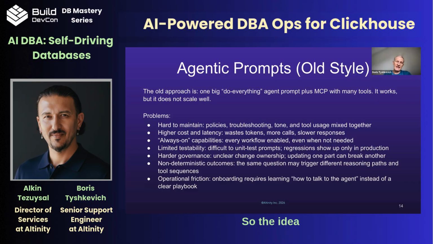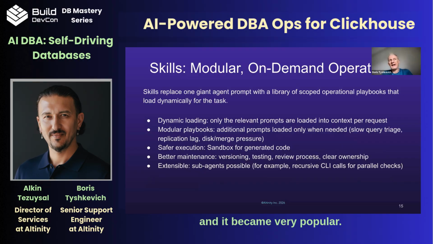So the idea is to do it better. It's a new buzzword for this year: skills. Introduced by Anthropic last year, and it became very popular. All major players started supporting skills. Everybody is doing skills today. So what's the difference?